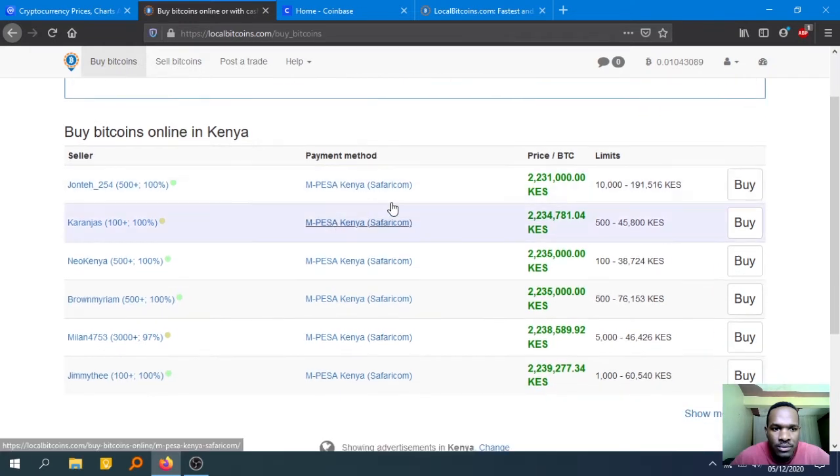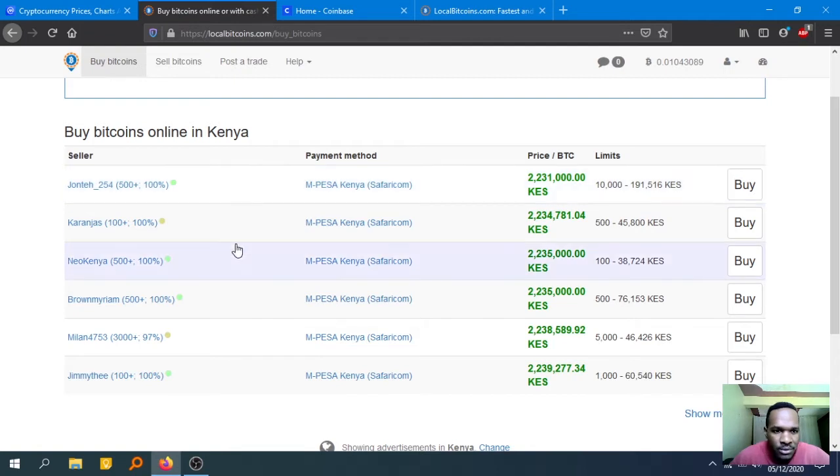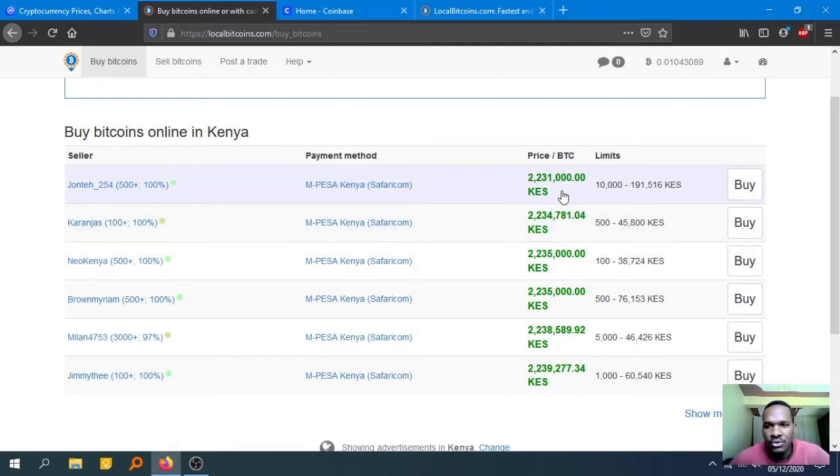Then there are a number of offers that are going to be displayed on the first page. What you need to look at first of all is the limit. The amount of money you want to spend should be within the limit. So for instance, if you want to buy bitcoins worth 5,000 shillings, when you look at these limits, it means you cannot buy from this first person who has the best price, the cheapest price. So you have to go to the next person or the one that is following.